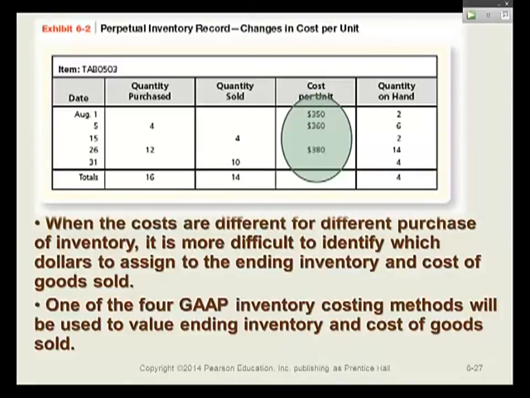Now we're going to keep that number because that number is not going to change in a lot of our examples, or in all of our examples. We're going to need to allocate that, and depending on whether you use first in, first out, last in, first out, specific identification, or average cost, it'll change the way this is allocated. This is going to be allocated to both the cost of goods sold and to ending inventory. So that total amount has to be allocated to cost of goods sold and to ending inventory.